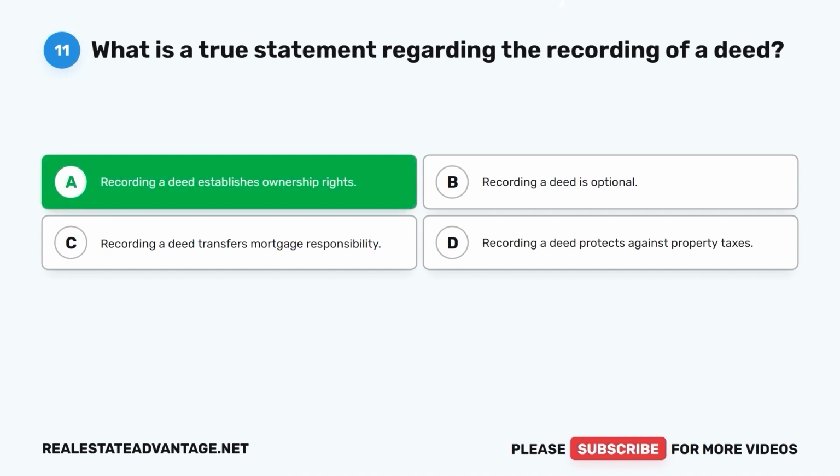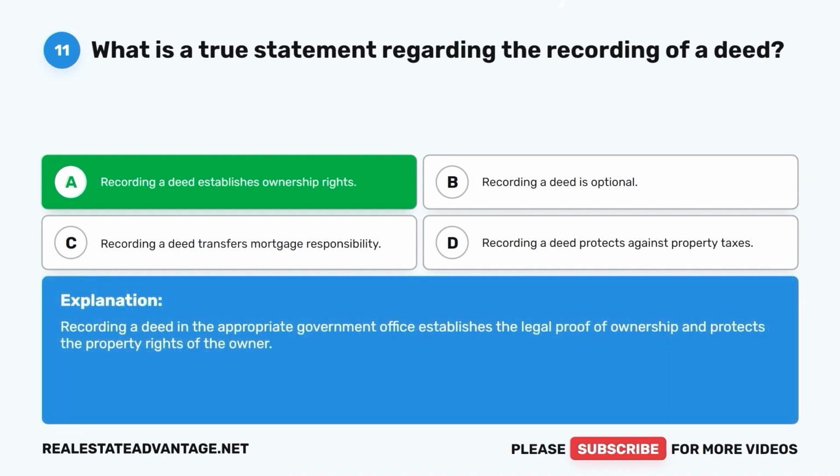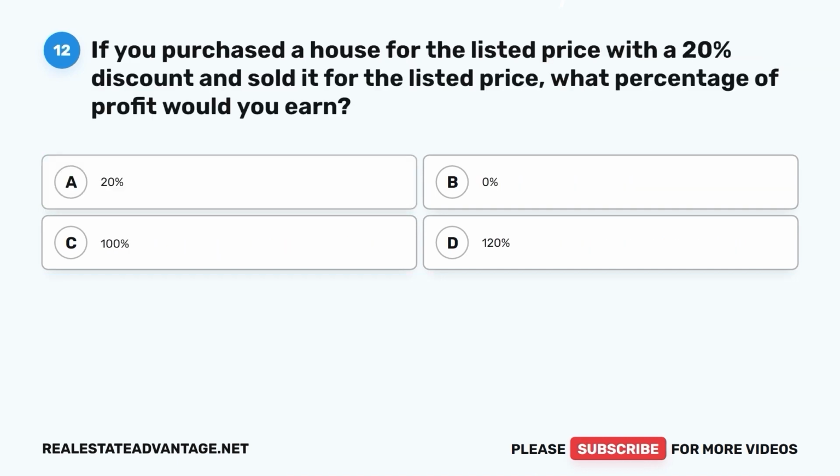The correct answer is A. Recording a deed establishes ownership rights. Recording a deed in the appropriate government office establishes the legal proof of ownership and protects the property rights of the owner.